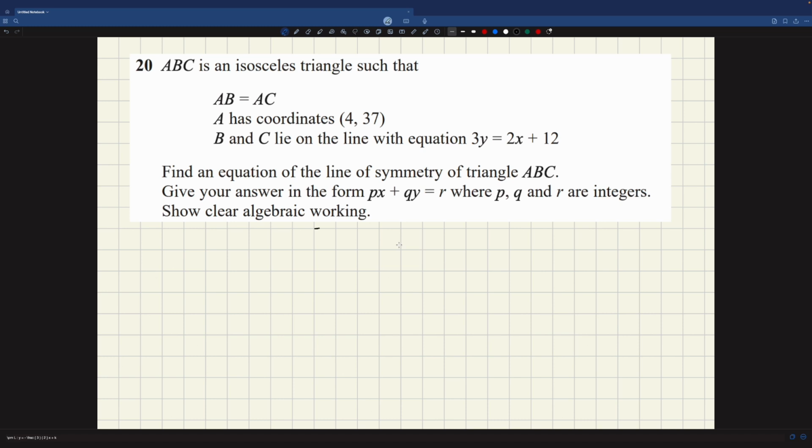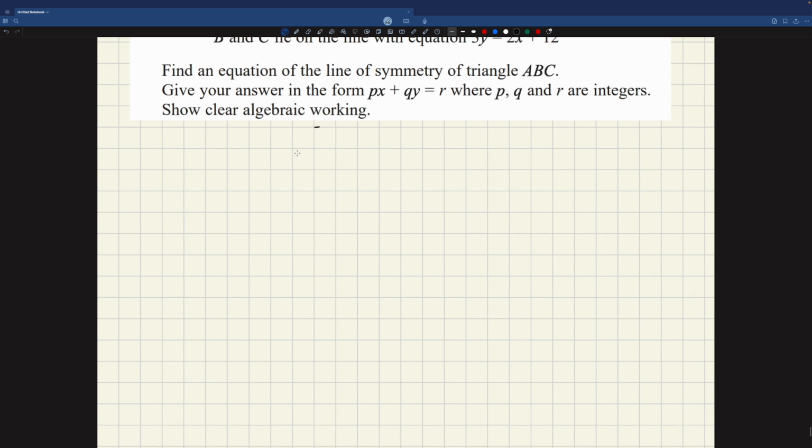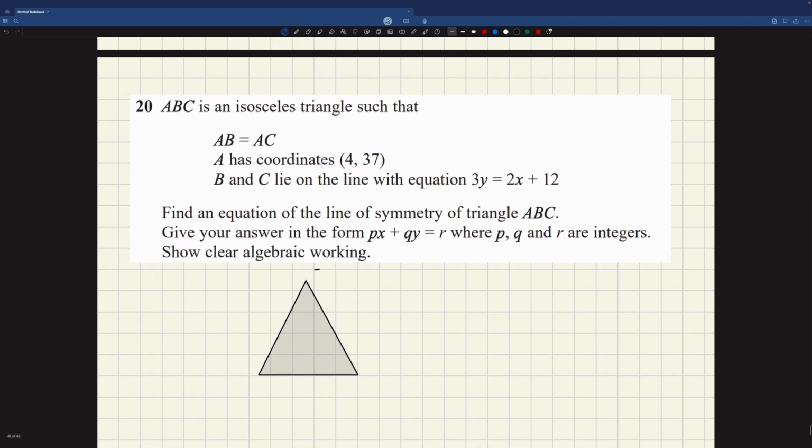So the first thing that you must do here is you must draw. And you need to draw in any math problem. The best way for your brain to perceive it is by visualizing it. So let's draw an isosceles triangle. This is our lovely isosceles triangle such that AB is equal to AC.